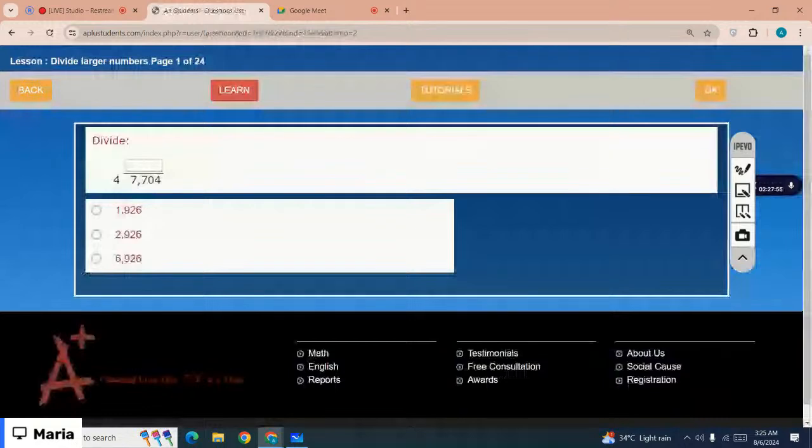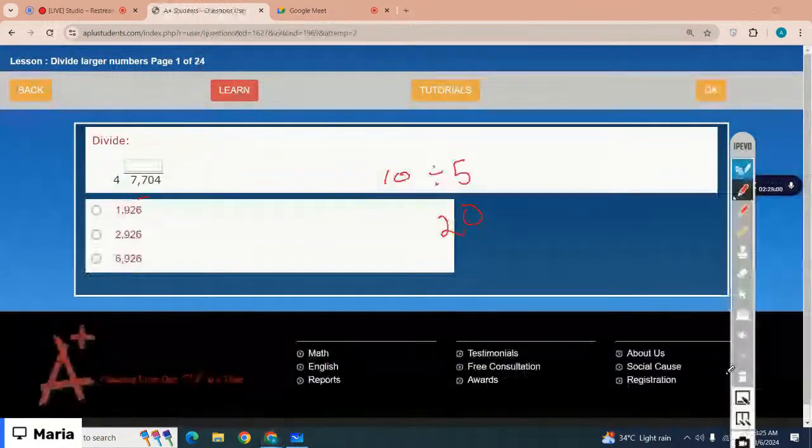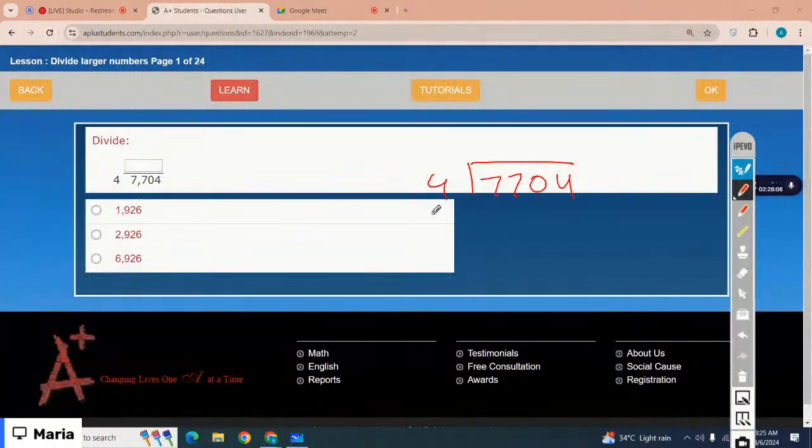Okay, so the first one is 7,704 divided by 4. You need to divide by 4, right? So 4 is a one digit number. Start with the first digit. You need to count 4 until 7 or the number that is less than 7. 4 times 1 is 4, 4 times 2 is 8. 8 is greater than 7, so we go for 4 times 1 is 4. So 7 take away 4 is 3.